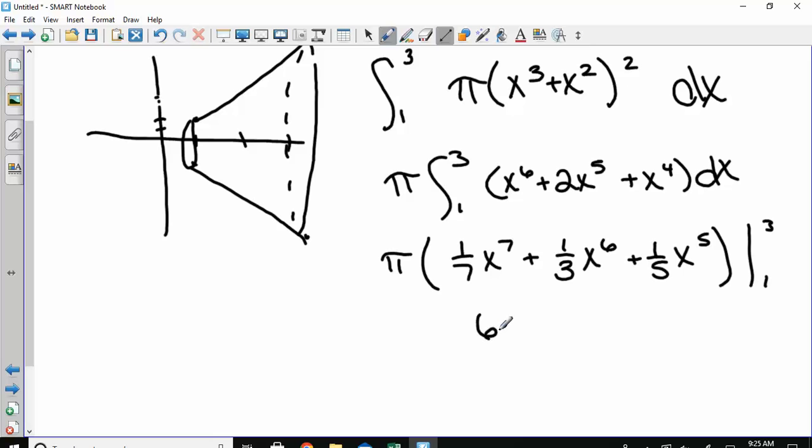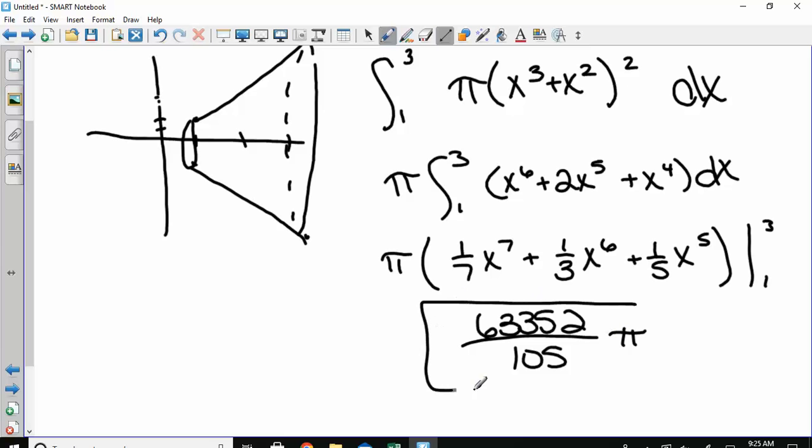And this one did not work out pretty. You had to probably grab a calculator to evaluate it. Something like that.